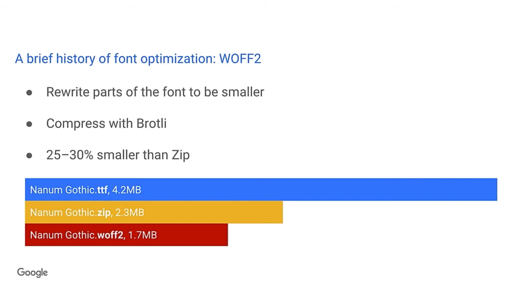To illustrate the effects, if we start with Nanum Gothic again, it starts off over 4 megs. If we zip it, it's 2.3 megs, and as WOFF2, it's 1.7. And at this point, you're getting back the same font. We haven't trashed the outlines or done any damage to it.